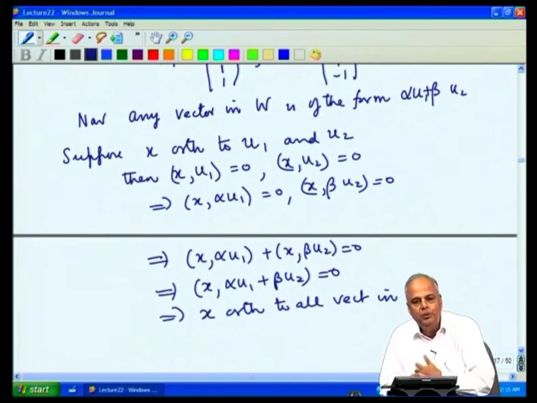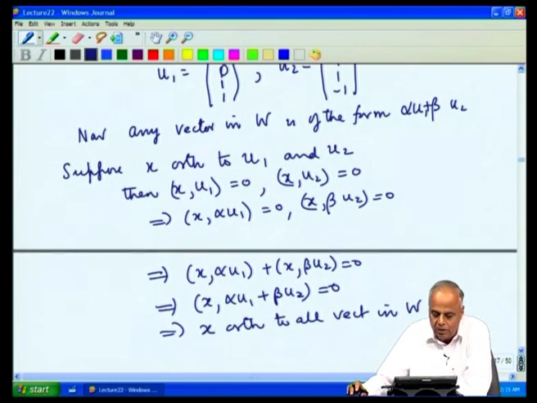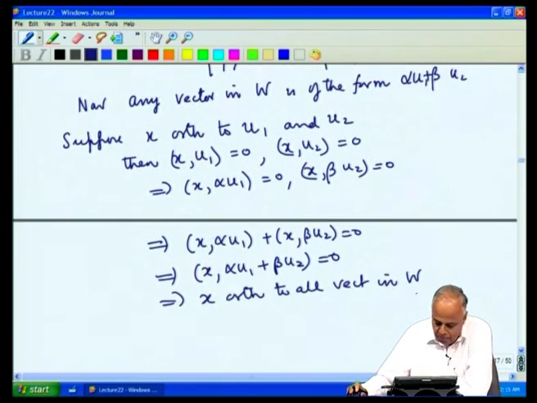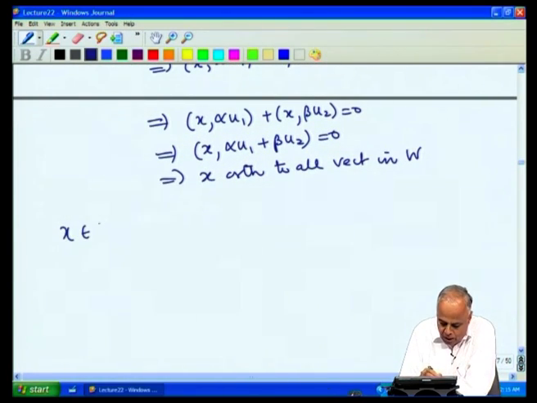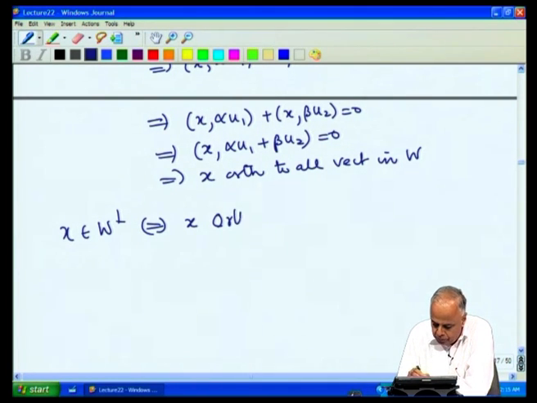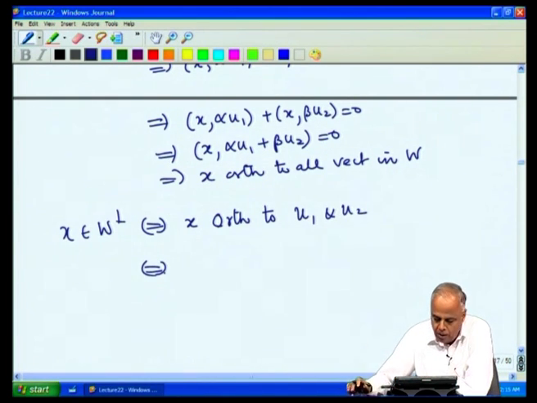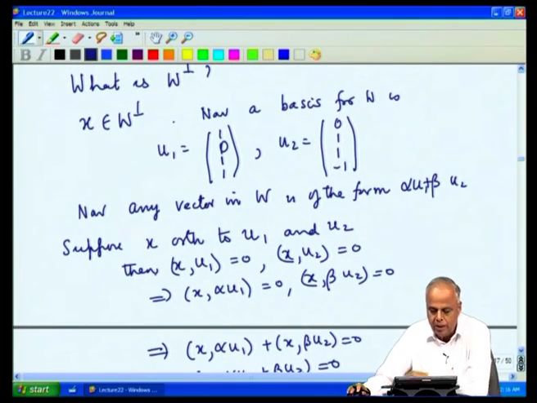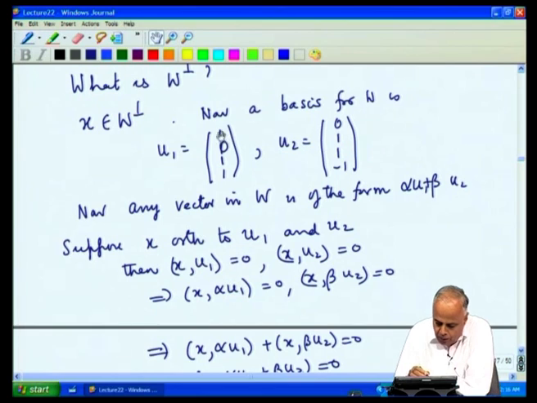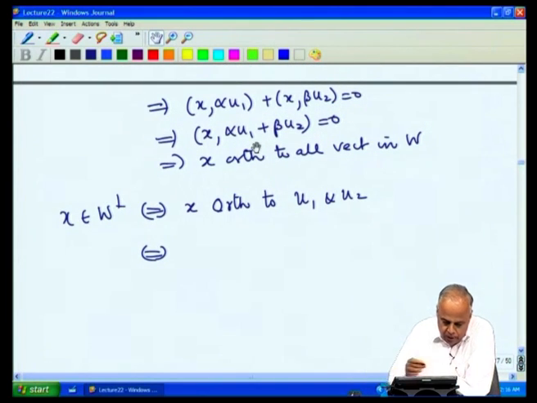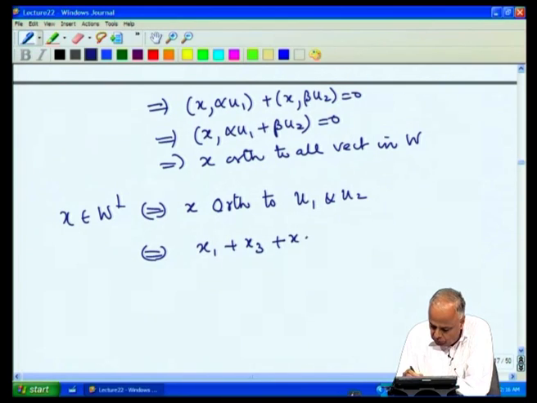And therefore, to check whether a vector is orthogonal to all the vectors in W, it is enough to check whether it is orthogonal to the basis vectors. So, x belongs to W perp if and only if x is orthogonal to u1 and u2. The orthogonality with u1 means x1 plus 0 times x2 plus x3 plus x4 is equal to 0. So, if and only if x1 plus x3 plus x4 is equal to 0.